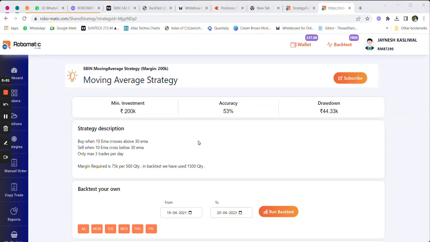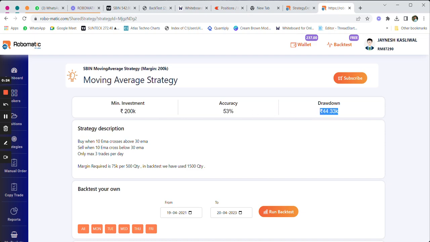Let me show you how you can subscribe to my strategies here. So once you click on the link in the description below, you will see a dashboard getting opened like this. If you have not signed up to the Robomatic platform, first sign up and then you will see the dashboard like this. So you can see the minimum investment that is required is 2 lakh rupees, while the accuracy is 50% and the drawdown is only 44,000 rupees.